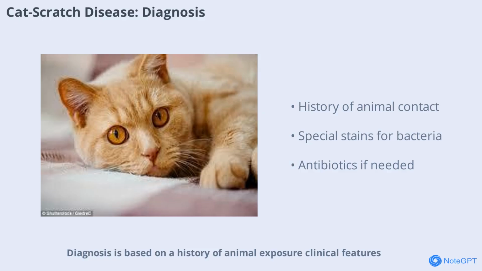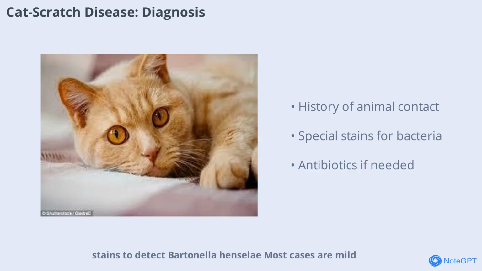Diagnosis is based on a history of animal exposure, clinical features, and exclusion of other causes of lymphadenopathy, such as tuberculosis or cancer. Laboratory confirmation may involve special stains to detect Bartonella henselae. Most cases are mild, but antibiotics like trimethoprim sulfamethoxazole may be used in severe or persistent cases.